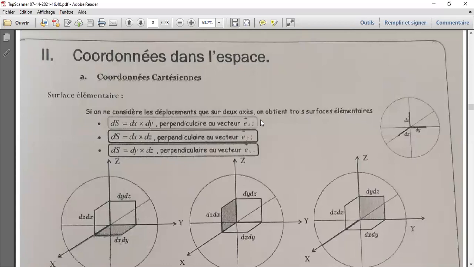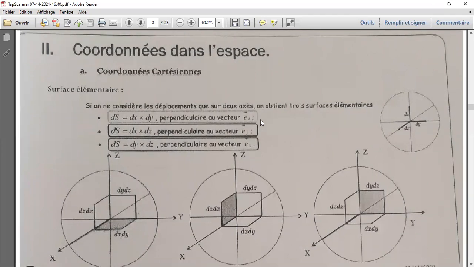But for this one where you have 3 points x, y, z, you have to include the vector which is not included in calculating the surface. We just show that it's perpendicular. So it's the same thing here.